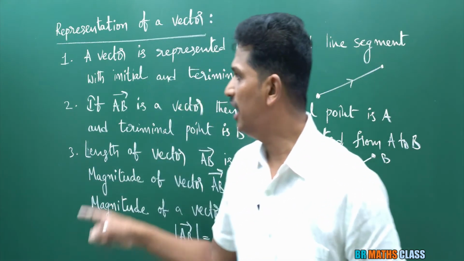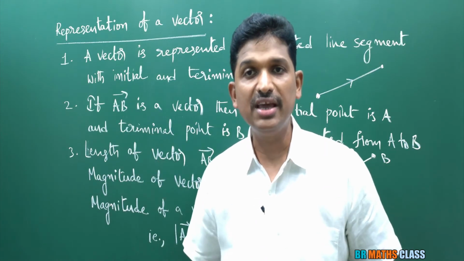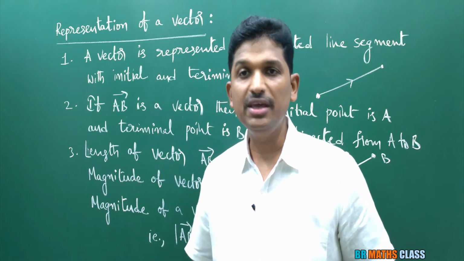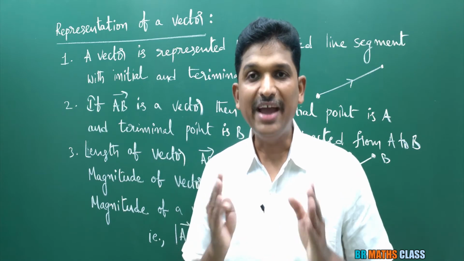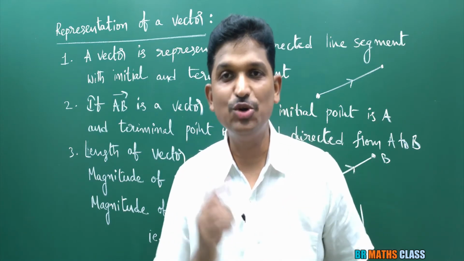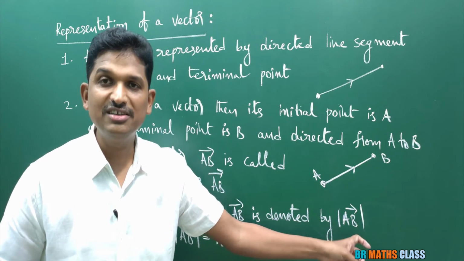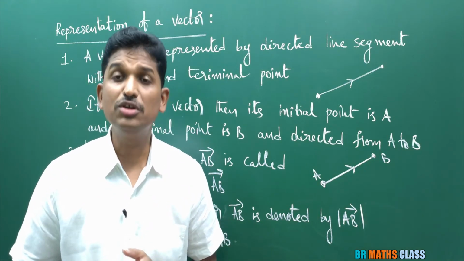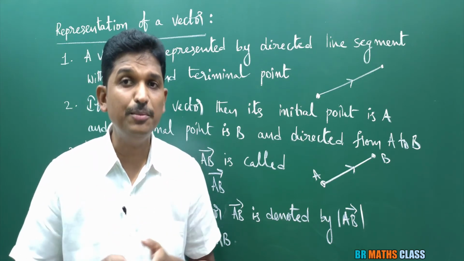Second point, if AB bar is a vector, whenever you see AB bar is a vector, what you will say? It is a directed line segment directed from A to B, whose initial point is A and terminal point is B. Magnitude of a vector AB bar is denoted by modulus of AB bar. What is modulus of AB bar? Modulus of AB bar is AB. Length of the vector AB bar is AB.